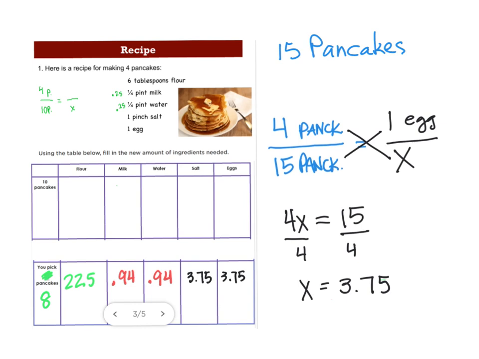Anyway, this is how you use proportions to fill in the table. Now remember, for you, you are using 10 pancakes and 2 pancakes. My example was just one example so that you had something to follow. I hope this makes completing this activity a little easier, and I hope this helps you understand how to do proportions.